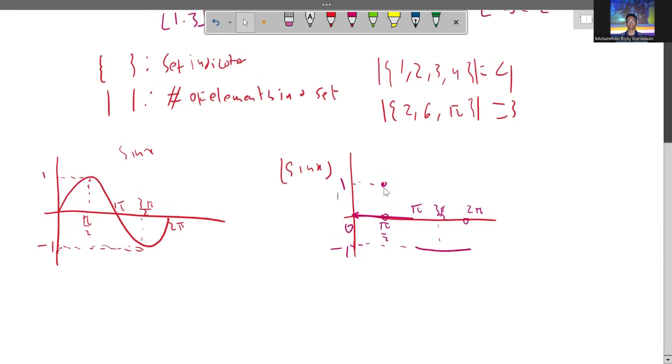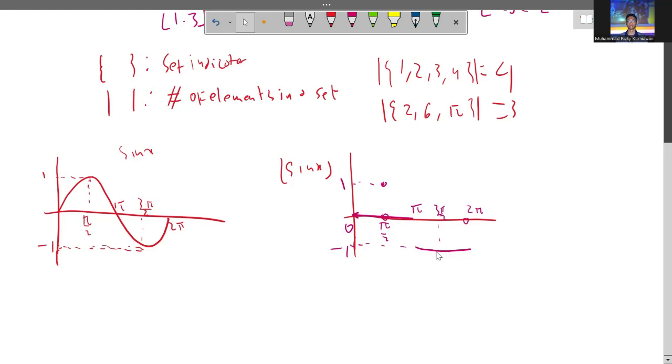Okay, and then from pi over 2 to pi, you will see that the value of sine of x decreases from 1 to 0, and for any value of sine of x there, the GIF will be equal to 0. Then from pi to 3 pi over 2, notice that the value of sine of x becomes negative, and it lies between -1 and 0, meaning its GIF will be -1.